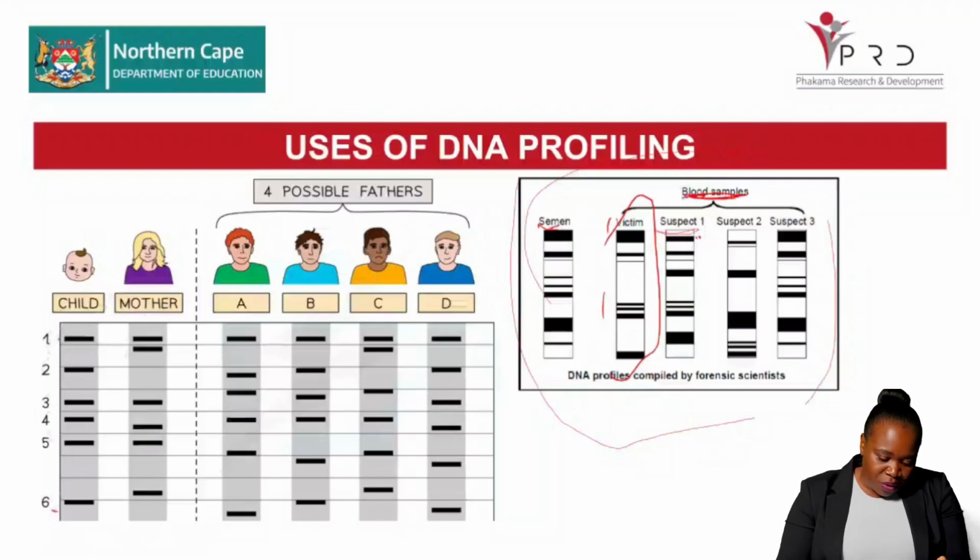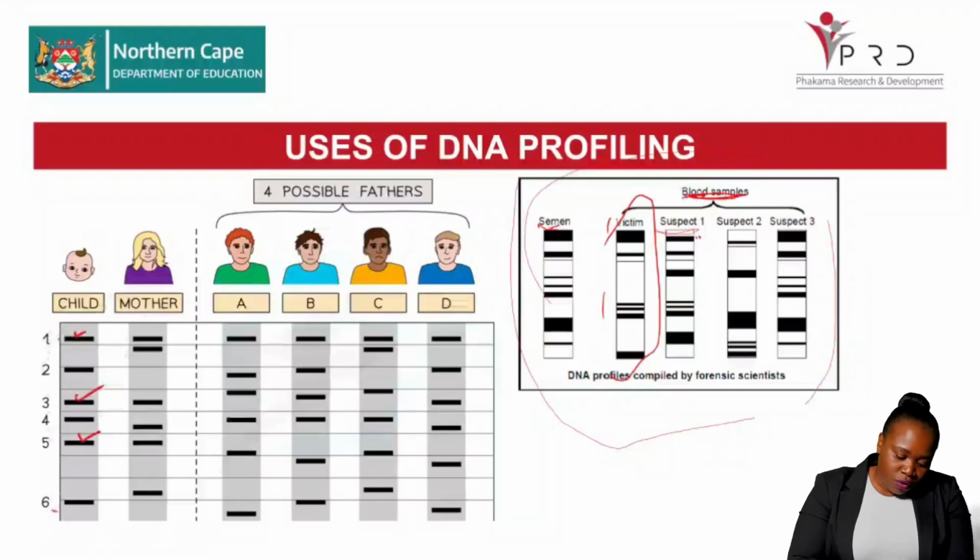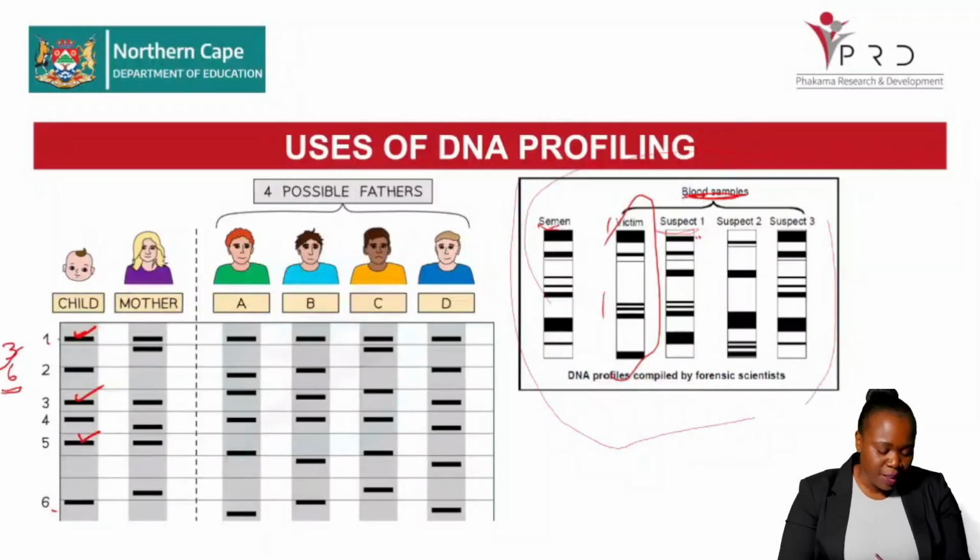So band number 1, we can see it matches with that of the mother. So we can put a small tick there to show that it matches with the mother. Band number 2 does not match with the mother. We expect band number 2 to then match with one of these males. Band number 3 matches with the mother. Band number 4 does not match. Number 5 matches with the mother. Number 6 does not match. So now 3 out of 6 bands match with the mother, which is how it should be. The remaining 3 must match with the fathers or one father.